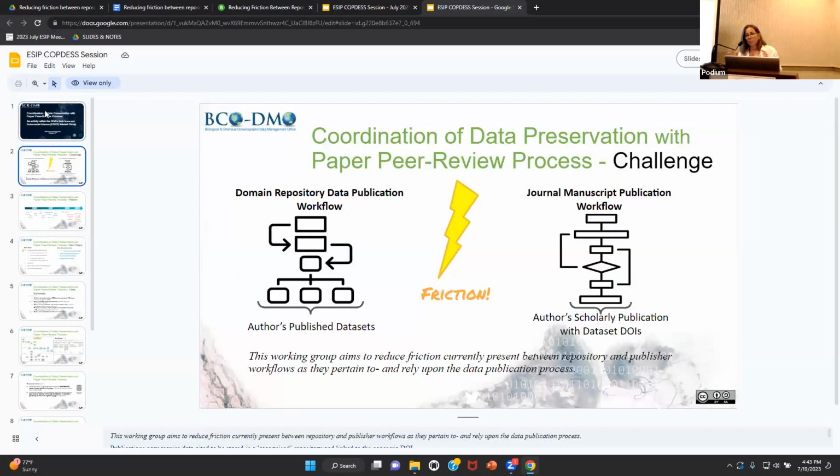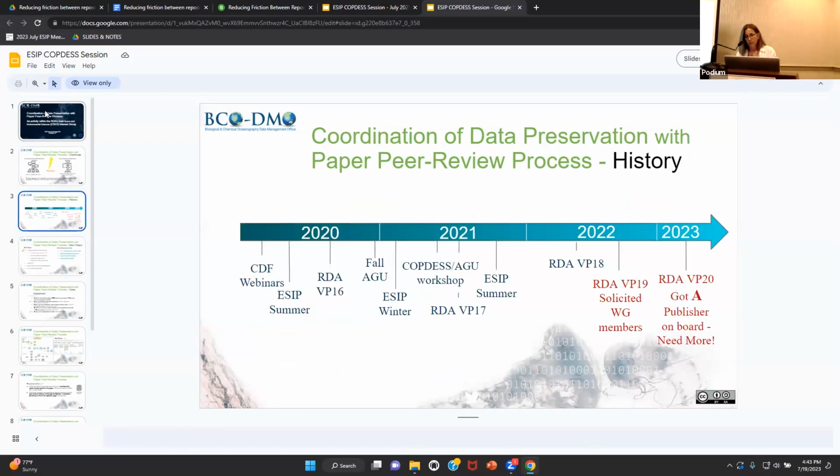So this primarily deals with what we were just talking about, a challenge between domain repository operations and the process of the scholarly publication manuscript. Each organization, each entity has their own workflows, and they're not well aligned, if at all. I've been talking about this for a little while now, and you probably heard me up here a couple of ESIPs now. And if you go to RDA, you probably heard me talking about it at RDA too.